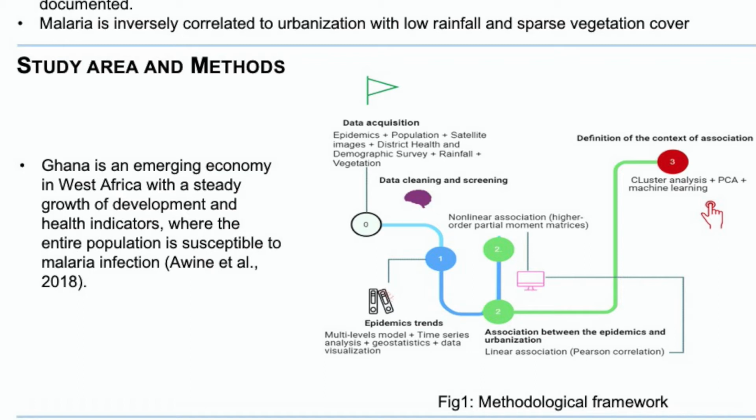analysis, and geostatistics. To explain the heterogeneity obtained, especially over years and in social demographic groups, at the second step, we study linear and non-linear association between malaria incidence and urbanization using Pearson correlation and high-order partial moment techniques. At the final step, we study the condition in which the potential association is possible using machine learning methods.